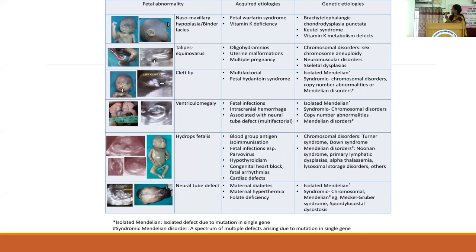So we have to differentiate whether a fetal abnormality is due to an acquired or genetic etiology, like talipes equinovarus. There are almost 250 chromosomal syndromes associated with talipes equinovarus alone. So that should be differentiated from isolated talipes equinovarus, which can be due to simple oligohydramnios or uterine malformations. The dysmorphologist, the geneticist, the fetal medicine specialist will be able to do this, and such cases should be referred to a fetal medicine specialist. Whenever we find such isolated abnormalities, we have to search for other associated anomalies and markers in the ultrasound. Cleft lip can be multifactorial, fetal hydantoin, or due to other chromosomal problems. Similarly, ventriculomegaly, hydrops fetalis, neural tube defects, all these can have a genetic syndromic effect also.